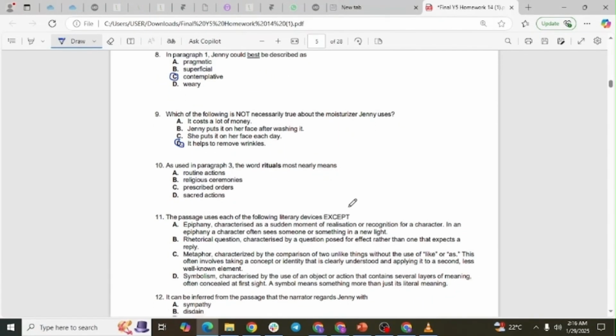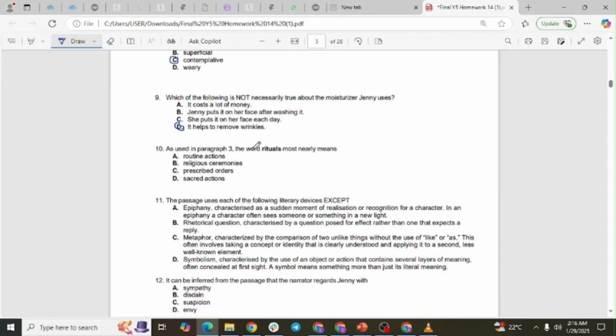Question 10. As used in paragraph 3, the word rituals most nearly means A. Routine actions, B. Religious ceremonies, C. Prescribed orders, D. Sacred actions. Answer. A. Routine actions. Explanation. Jenny's face washing and moisturizing are part of her everyday routine. They are not religious or sacred rituals, just daily habits.